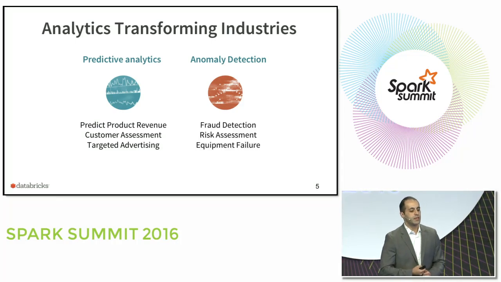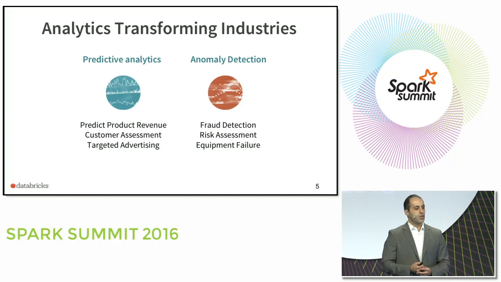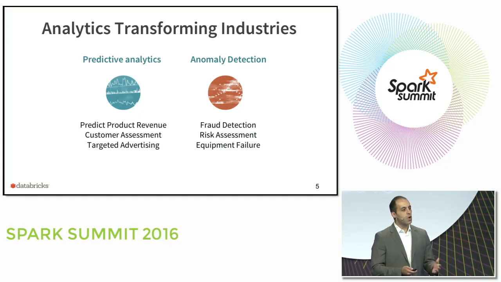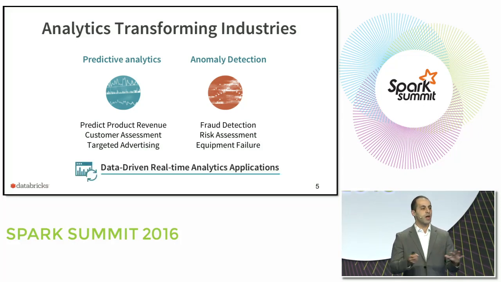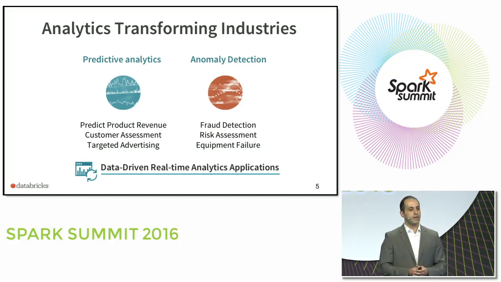On the anomaly detection side, you might want to detect fraud. You might want to do risk assessment. Or maybe you want to predict if some equipment is going to fail in advance so that you can go there and replace it and save those costs. So all these use cases that we see, they're all data-driven. So they would not be possible if you were not leveraging enormous amounts of data. They're usually real-time, so you need to do this in real time. And they're advanced analytics. So they're intelligent or based on machine learning. Okay? So this is great, but it turns out it's really hard to do this.